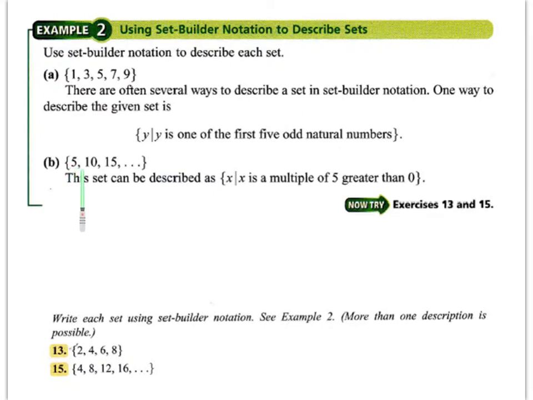Getting a set like this one, 5, 10, 15, with the ellipsis points, that goes on indefinitely. So notice what they do here. It's the set of all elements x such that x is a multiple of 5 that's greater than 0. Again, notice they don't have to mention natural numbers. We just mentioned multiple of 5 that's greater than 0. So again, the greater than 0 is necessary. You can't just say a multiple of 5 because 0 is also a multiple of 5 and it's not in this set. So again, the greater than 0 is required there, but multiple of 5 is the trick for making that one fairly easy.